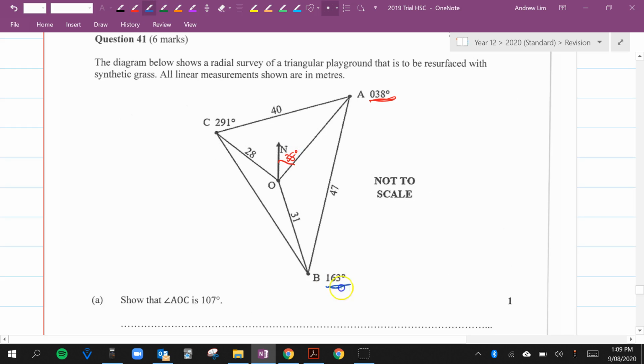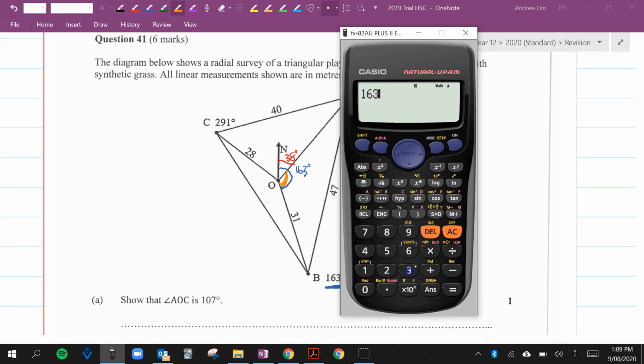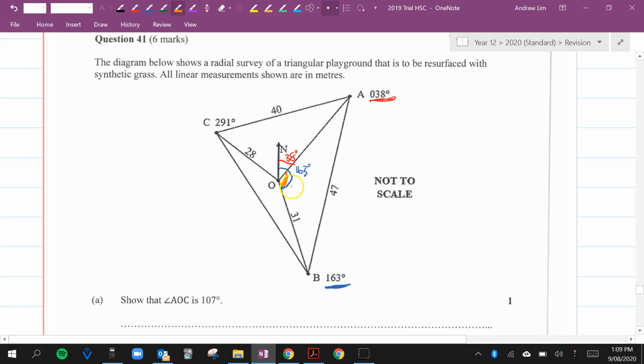What this 163 degrees means is that this entire angle here is 163, which means technically this angle here has to be 163 minus 38, 125.